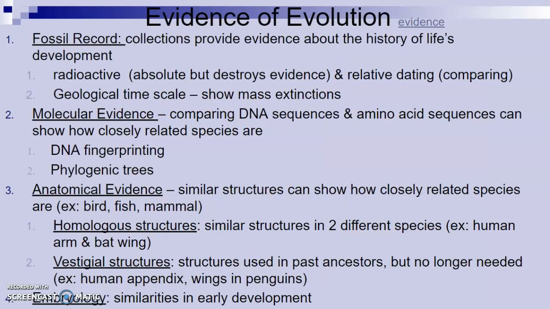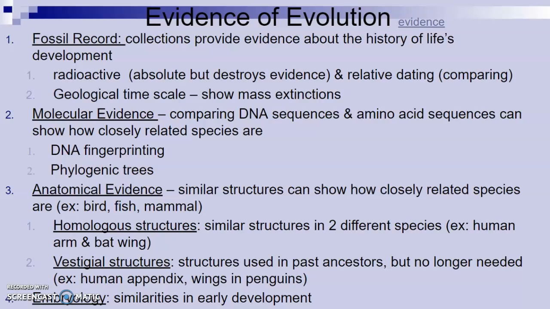So what is the evidence for evolution? Scientists don't actually say that evolution is real. We actually have evidence to prove it. And if you get a chance, I want you to look at the video on the evidence for evolution. So the fossil record is a type of evidence for evolution. It's a collection that provides evidence about the history of life's development.